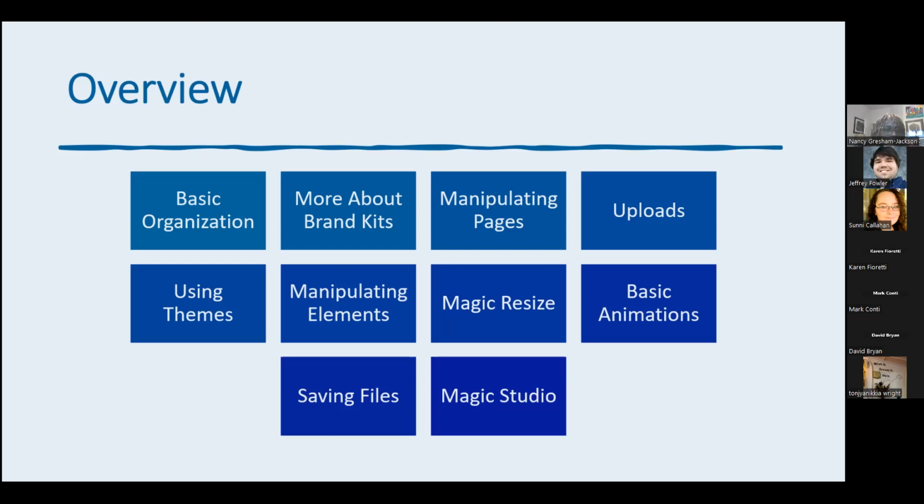We'll go over how to save your files, different ways that you can save them, and the way that naming them affects how they save. And then at the very end, we'll go over Magic Studio, which is just this full suite of things that use AI to change your designs, or it can rewrite your text. It does all kinds of magical things. And we'll go over that at the end.